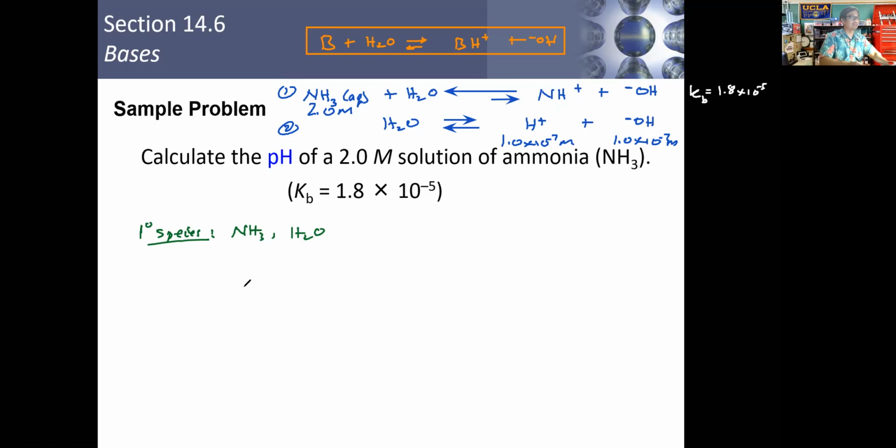So let's go ahead then and set that up, and then we have to solve for it. All right, so with that said, let's set it up. The equilibrium here is going to involve ammonia, ammonium, NH4 plus, and OH minus. Setting up our ICE table.